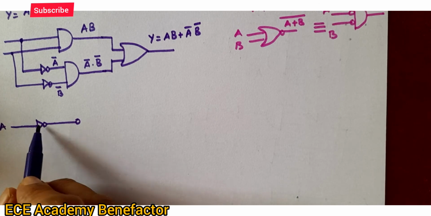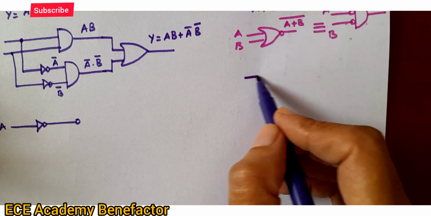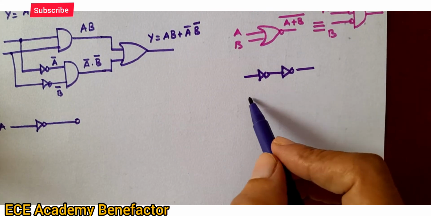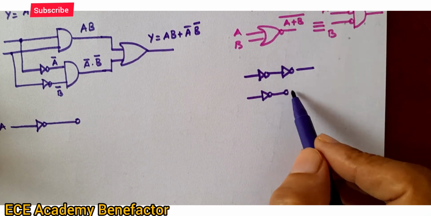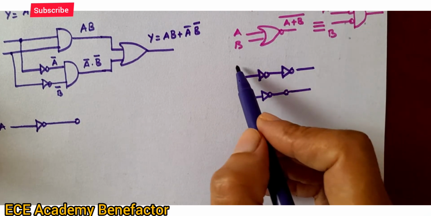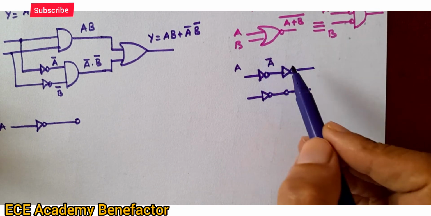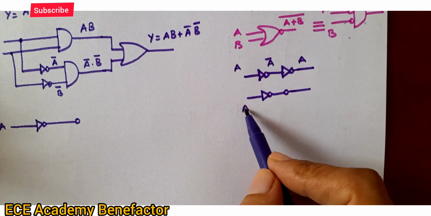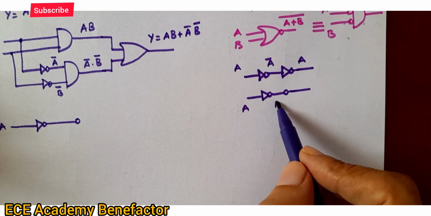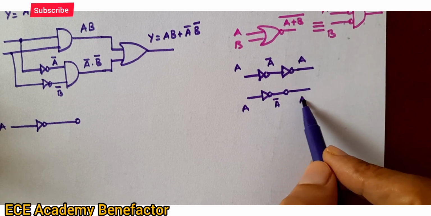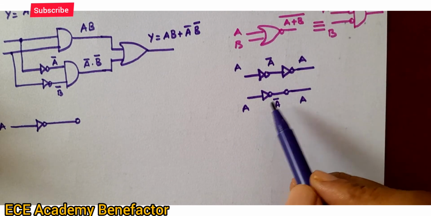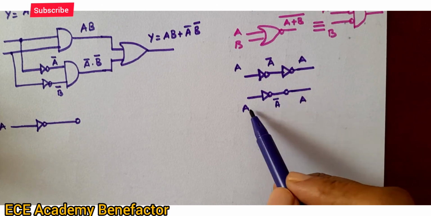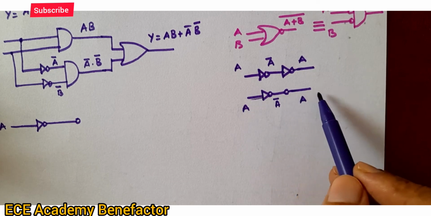So from A you have placed two NOT gates. Two NOT gates, or a NOT gate with a bubble, both are same. If you are giving A here, you will get A bar, again passing through the NOT gate you will get A. So you are getting the same term. If you place two cascaded NOT gates or a NOT gate with a bubble, it is the same as one line, A is passing through it.